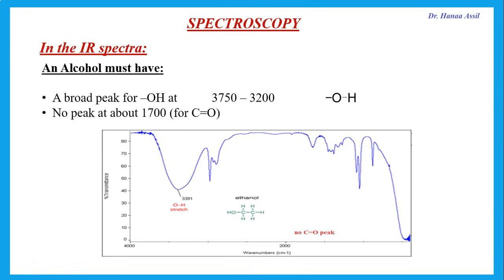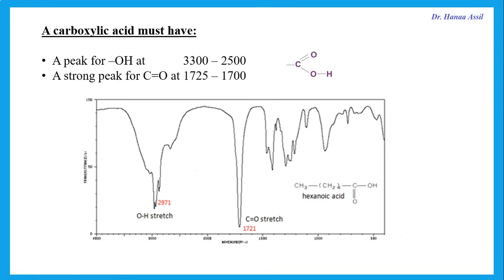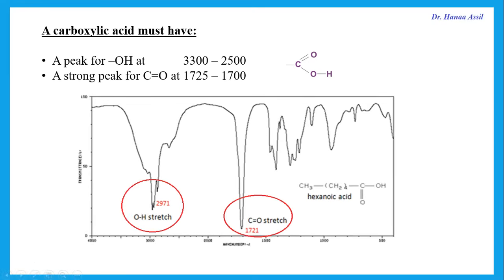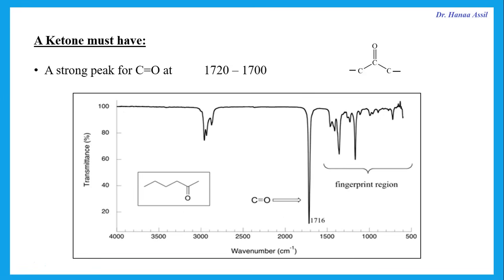Okay, spectroscopy. Remember, if we're looking at the infrared spectrum of an alcohol, what we're looking for is a broad peak at around 3000 and something. If we're looking at the IR of a carboxylic acid, then we have a peak at around 3000 and something, but we also have a peak at around 1700 due to the C=O. So if we have both, then we have a carboxylic acid. A ketone would have only a peak at around 1700, no peak in the 3000 region.